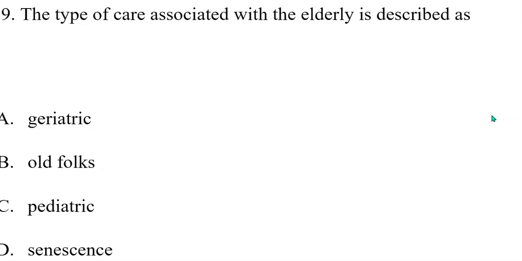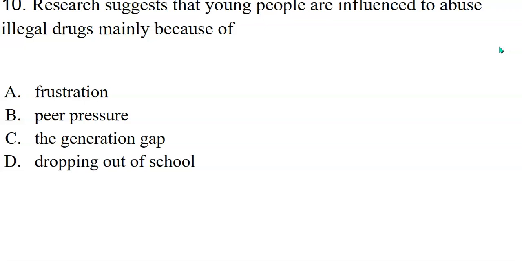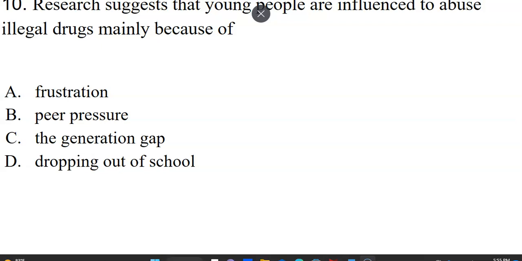Question 9, the type of care associated with the elderly is described as, and the answer to question 9 is letter A, geriatric care. I know you guys are getting them right. Very good, students. Question 10. Research suggests that young people are influenced to abuse illegal drugs mainly because of, and the answer to question 10 is definitely letter B, peer pressure.